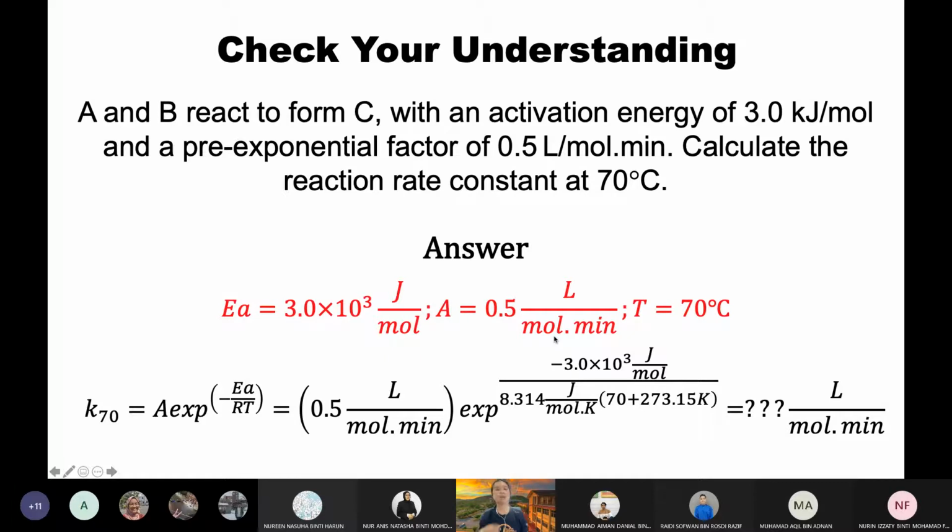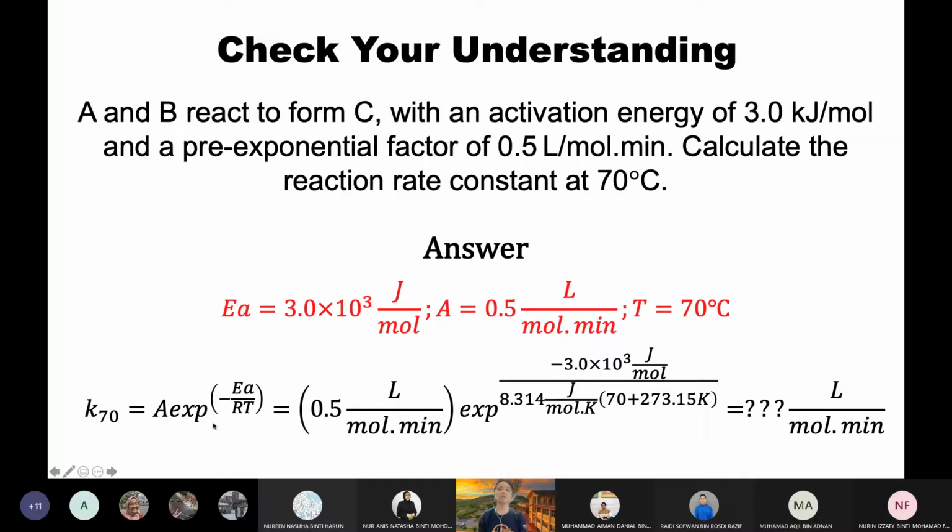Basically kalau kamu nampak dalam soalan ke, dalam literature ke, if you see ada EA, ada A, definitely is to do with Arrhenius equation. Okay, very likely dia akan berkaitan dengan Arrhenius equation. So dia kata calculate reaction rate constant K at 70 Celsius. So again, kita come back to the Arrhenius equation.